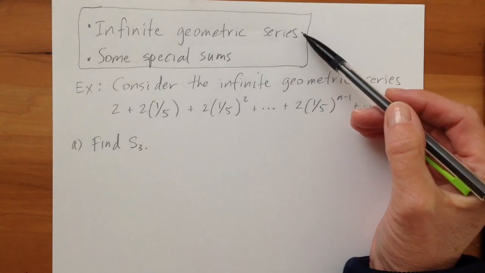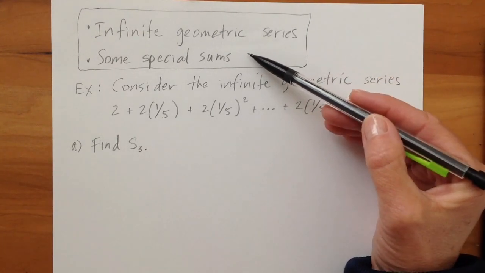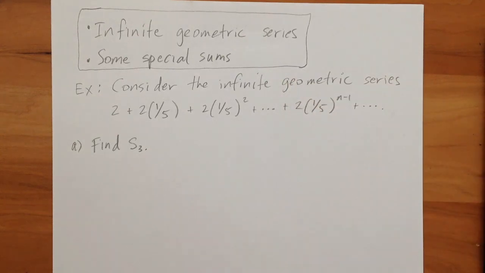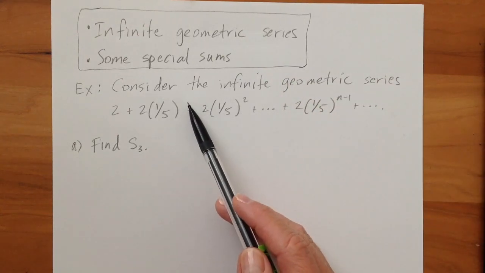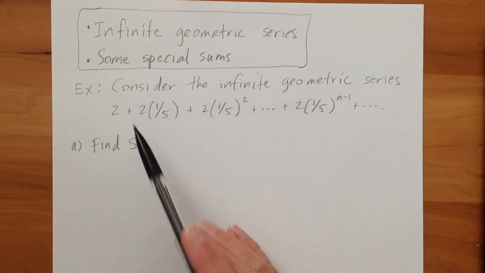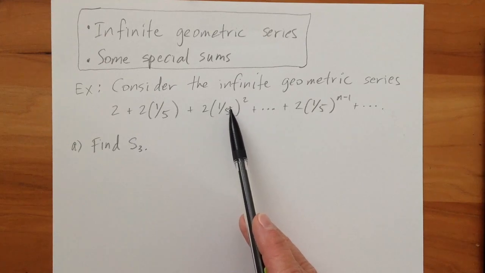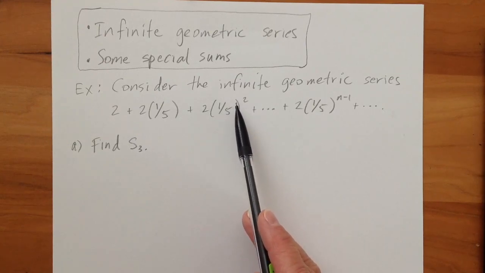All right, in this video I'm going to talk about infinite geometric series, and I'm going to talk about some special sums. Okay, so let's just start by considering this infinite geometric series here. So 2 plus 2 times the fifth, and so on. So each term we get from the previous term by multiplying by a fifth. That's why it's a geometric series.